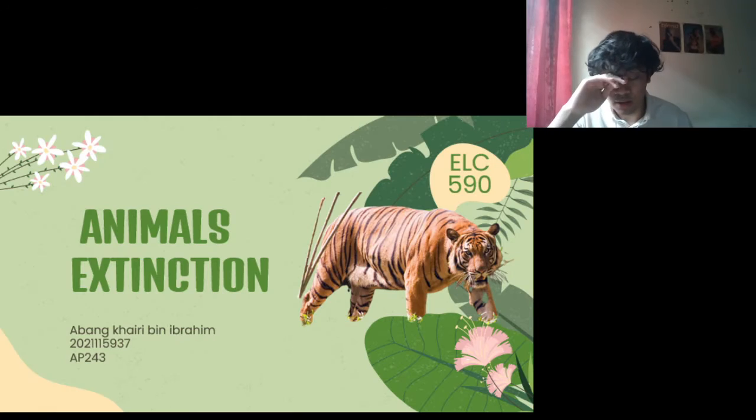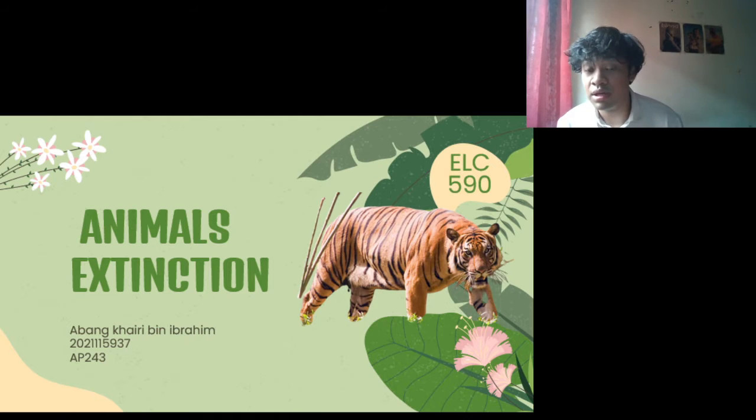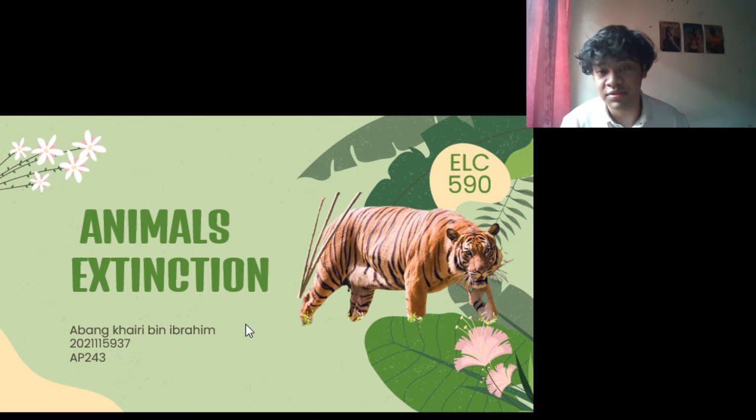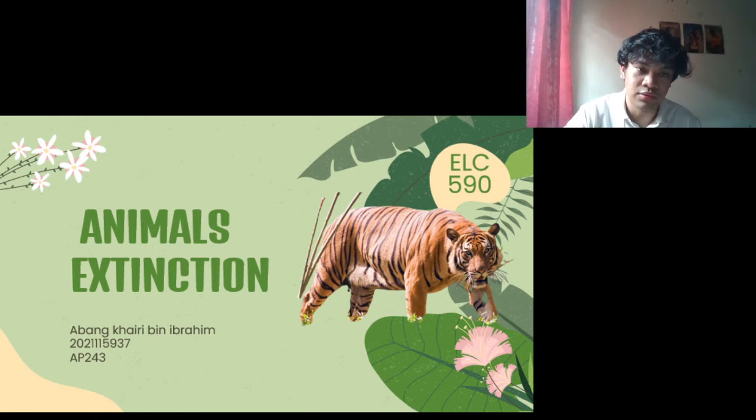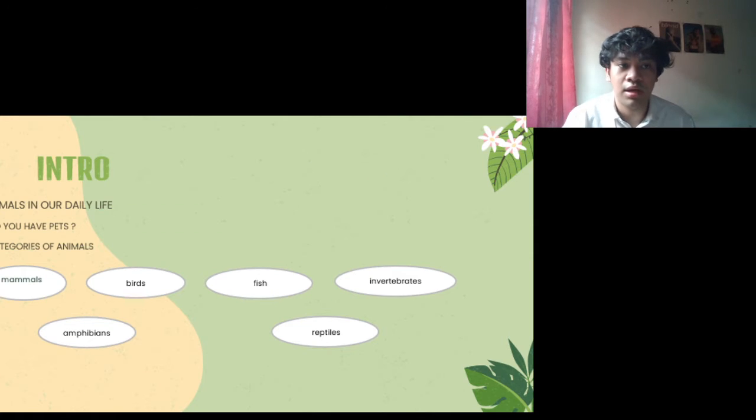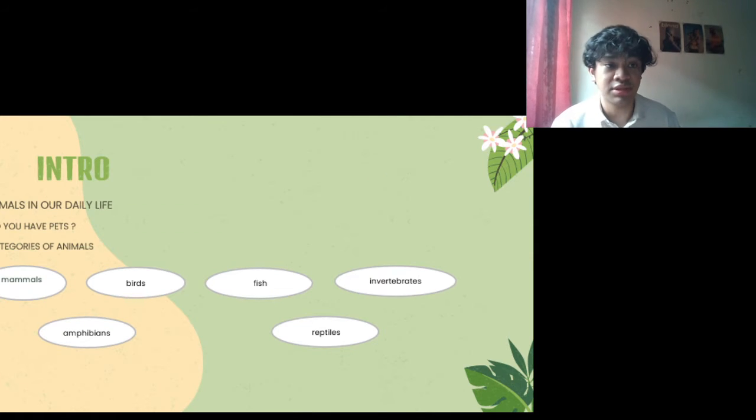So I'm going to explain to you about my first ever assessment for speech, which is about animal extinction. First of all, my name is Ibrahim. I'm from AP243 Faculty of Architecture, and I'm going to go straight to my topic. For my introduction, I want to explain to you about animals in our daily life.